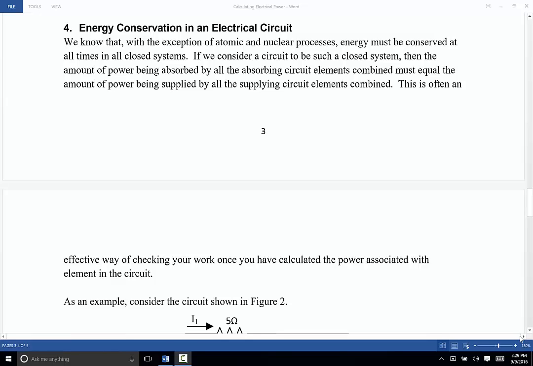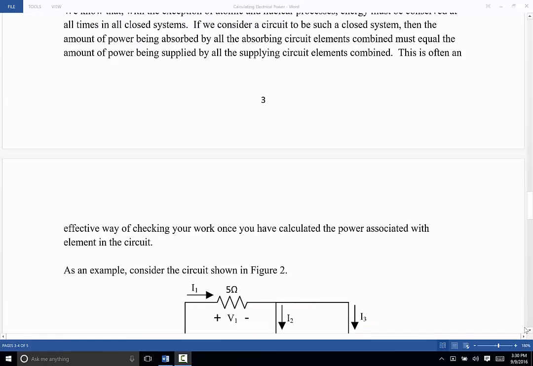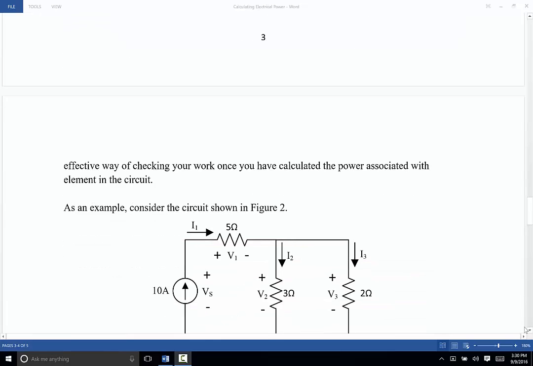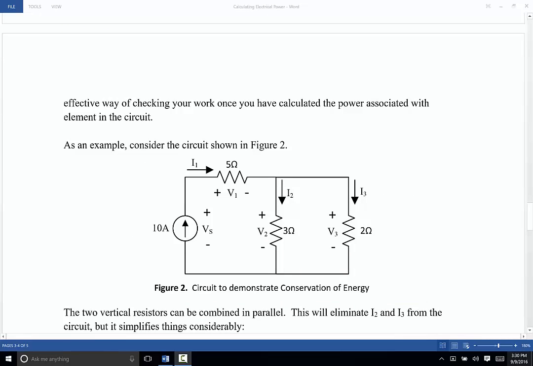They have to. Unless you're doing some sort of a nuclear process, there's no way that energy can be created or destroyed. Well, certainly we're not doing any sort of a nuclear process, so energy has to be conserved in our system. This actually turns out to be a very useful way for us to check our work. Here I'm going to consider a moderately straightforward circuit, but it's going to have 3 resistors and a current source. We're going to calculate the power associated with each of those 4 elements. We're going to see that that power has to necessarily balance in the circuit.